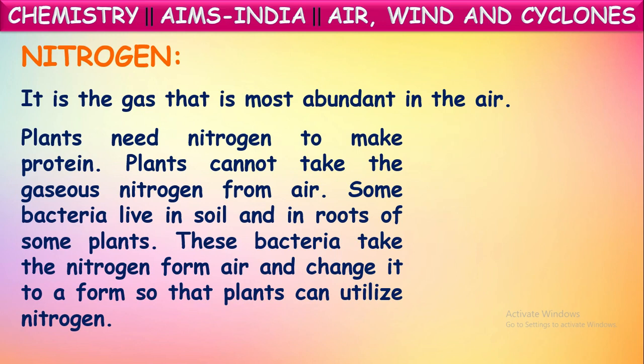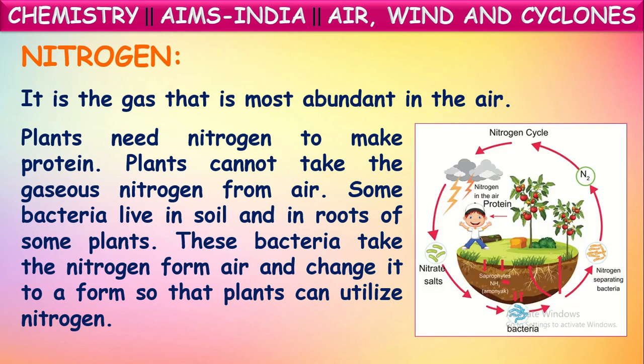Some bacteria which live in soil and in the roots of certain plants take the nitrogen from the air and change it to a form called nitrates, or salts of some metals, which we call nitrate salts. These nitrate salts will be taken by the plants, and they will utilize this nitrogen in the form of nitrates to prepare proteins in them. In that way, the atmospheric nitrogen gas will be used by the plants after converting it into the required nitrate salts. This happens by the process called the nitrogen cycle, with the help of certain bacteria present in the soil.